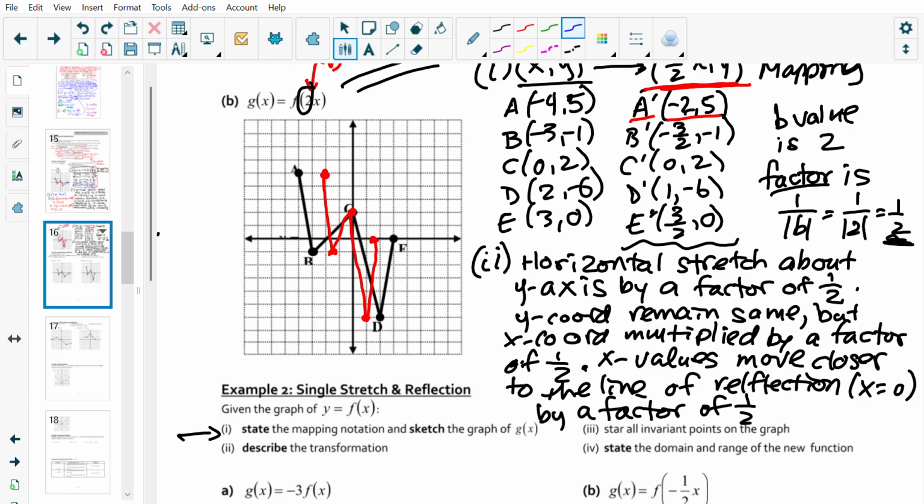I'm running out of room here. So I'm going to state that 3, star the invariant point. It's at 0, 2.